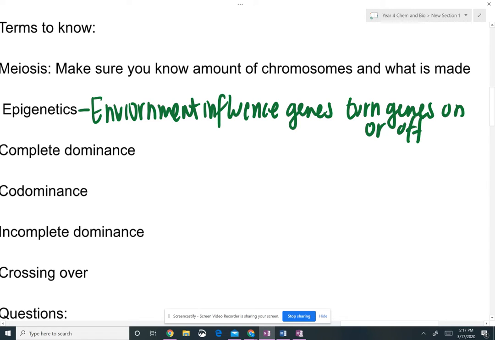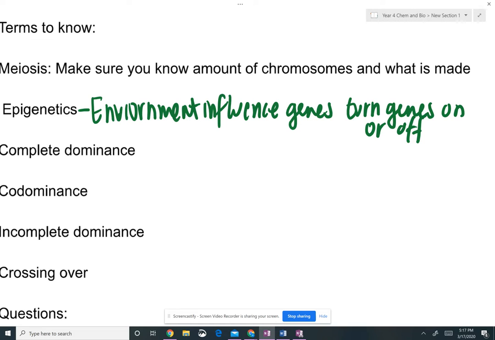That is the big deal with your epigenetics, that you can turn genes on, you can turn genes off, depending on the different choices that you make, and depending on your lifestyle and all of that. Those are big things that can turn genes on or turn genes off.